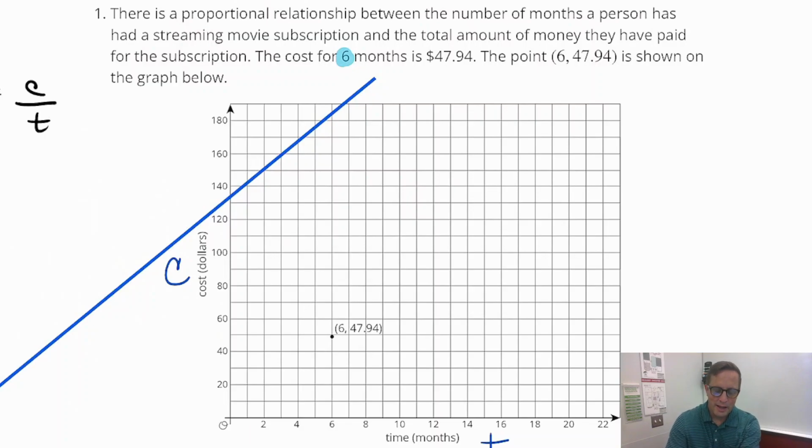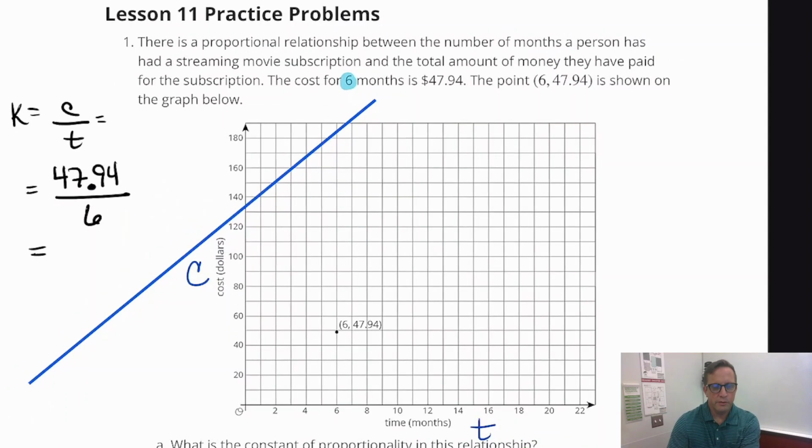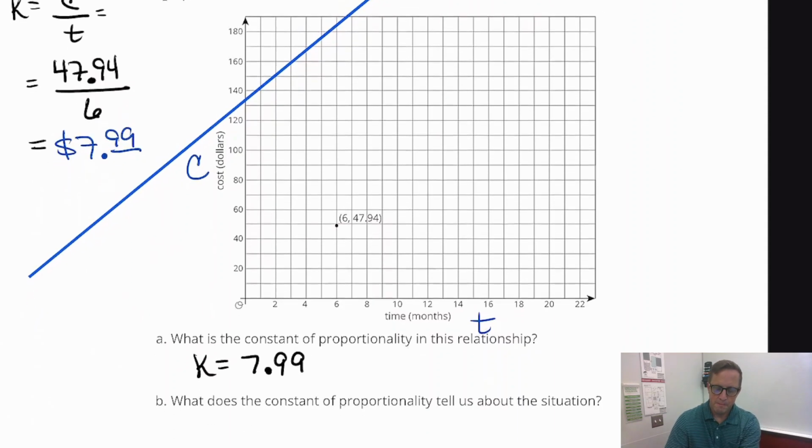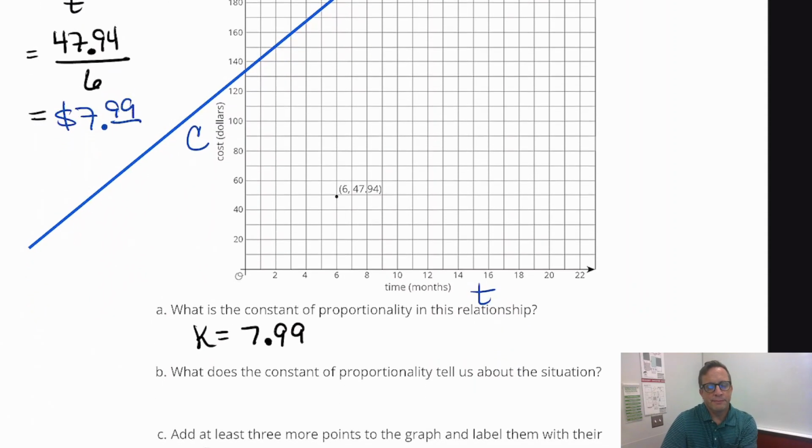Cost divided by time. So you're going to do $47.94 and divide that by the time, which is 6 months. Do the math there, and you should end up with $7.99. Could be wrong. No, I think that's right. $7.99, right there. There's the constant of proportionality. Go ahead and write that down right now: k equals 7.99. Not quite 8, almost 8, but a penny off.